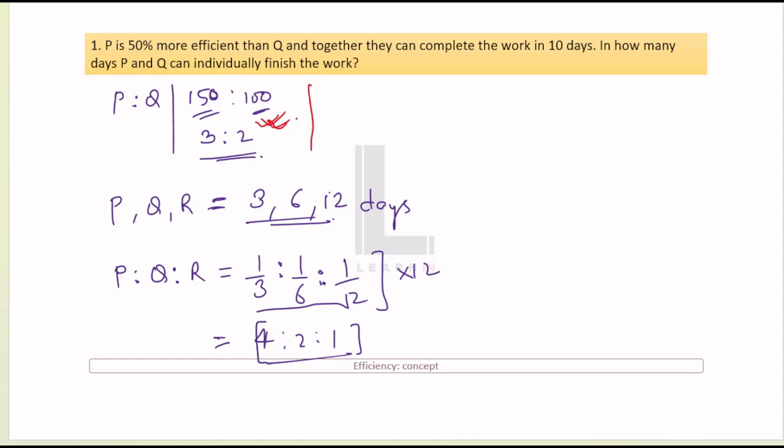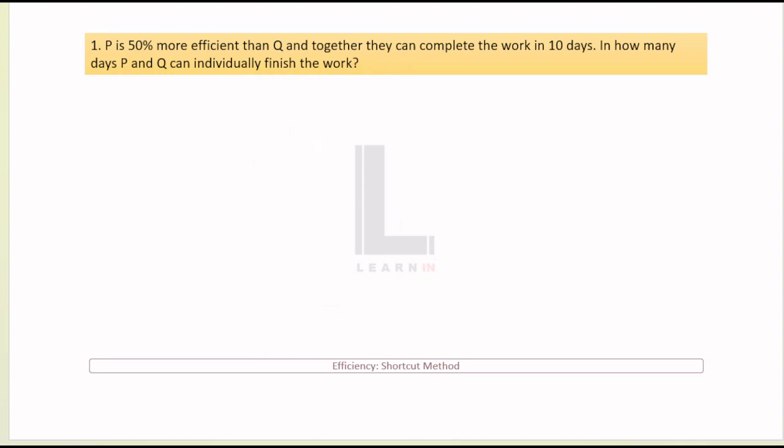Now, let us move to this question and do it in a shortcut way. Right? Okay. So how would we do it in a shortcut way? Now, since we have read earlier that efficiency is inversely proportional to the number of days. So let us take some examples here. Okay, if efficiency increases by 2 times, let us say we have 2 times efficiency, right? So what would happen to the number of days? Number of days would become half. I will give an example.